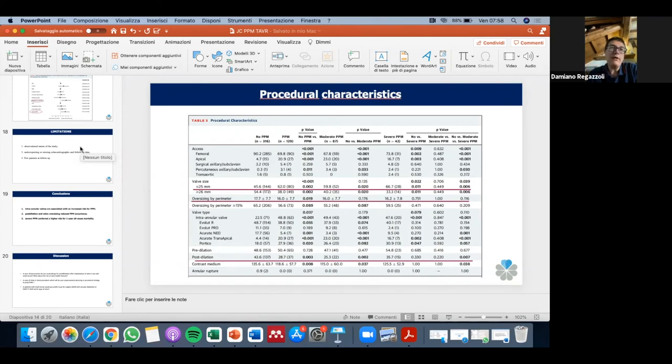So if you have a 101 procedure, so 700 square millimeter without calcification with large accesses, you can choose whatever you want. You can choose Sapien 3, you can choose Portico, you can choose Accurate, you can choose CoreValve, you can go whatever.